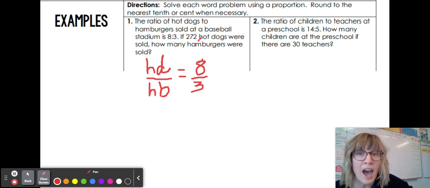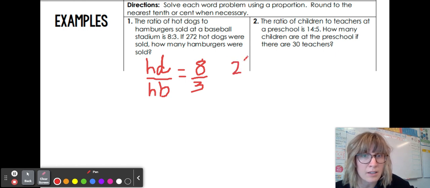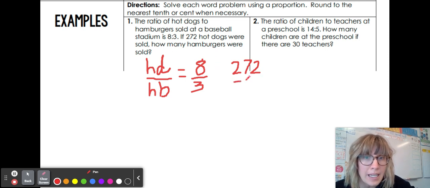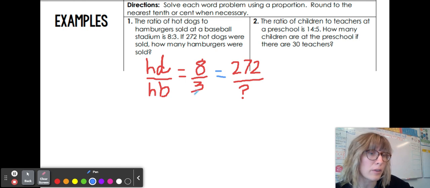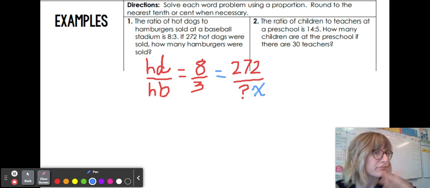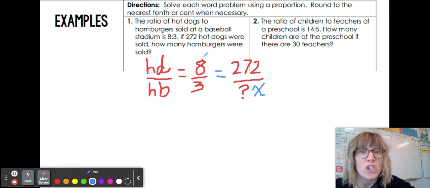If 272 hot dogs, well, hot dogs are in our numerator spot, hot dogs is 272. Hot diggity, that's a lot of dogs. Were sold, how many hamburgers were sold? This is our mystery. So if we then say these are equivalent, an 8-to-3 ratio is the same as our 272 to our mystery, we can call it an X when we're solving this proportion.